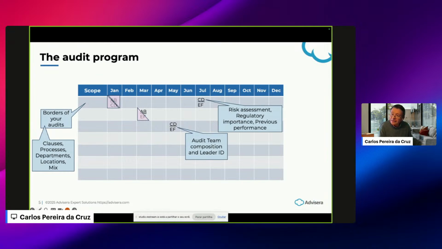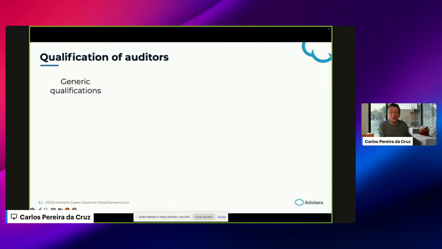Now let's see the qualification of auditors. Many questions about this topic. Many of you have asked if there are any limitations to being an internal auditor, if anyone can be an internal auditor, if they need experience, and if training is required. So what are the generic qualifications for being an internal auditor? The internal auditor must know good auditing practices and must know the standard or standards.